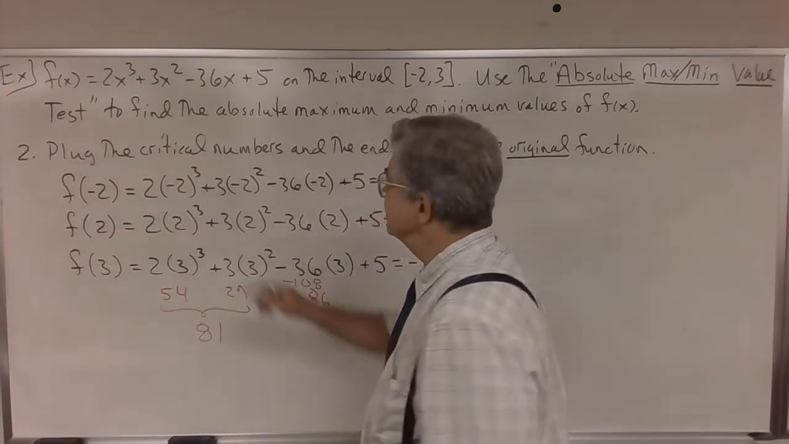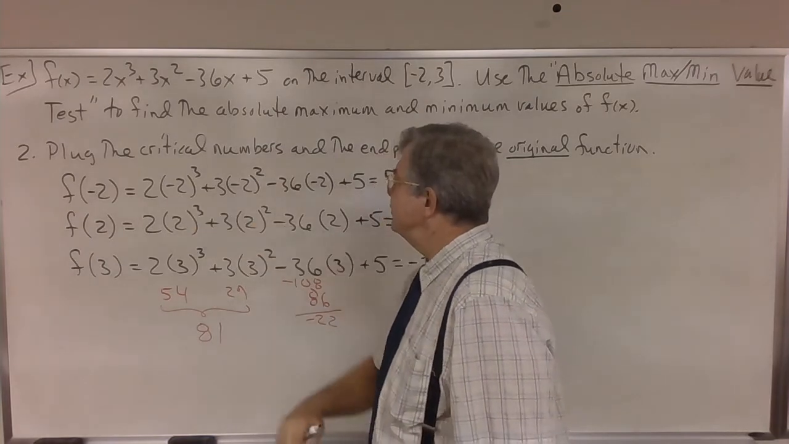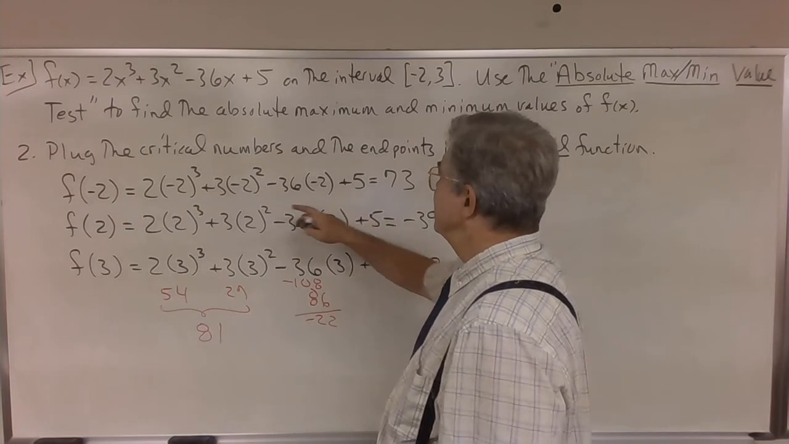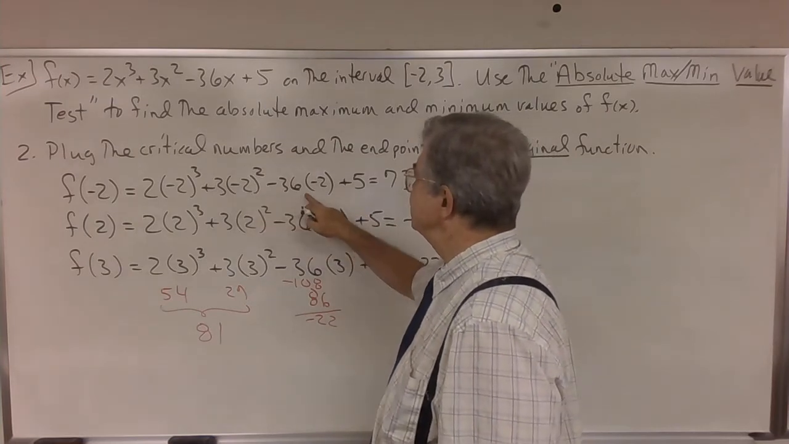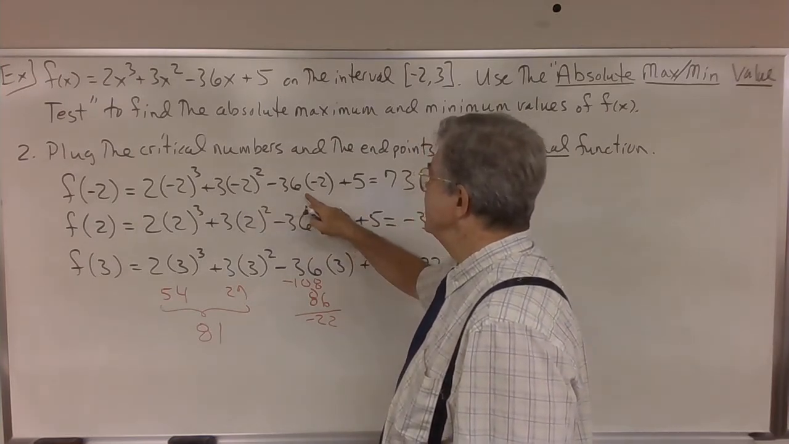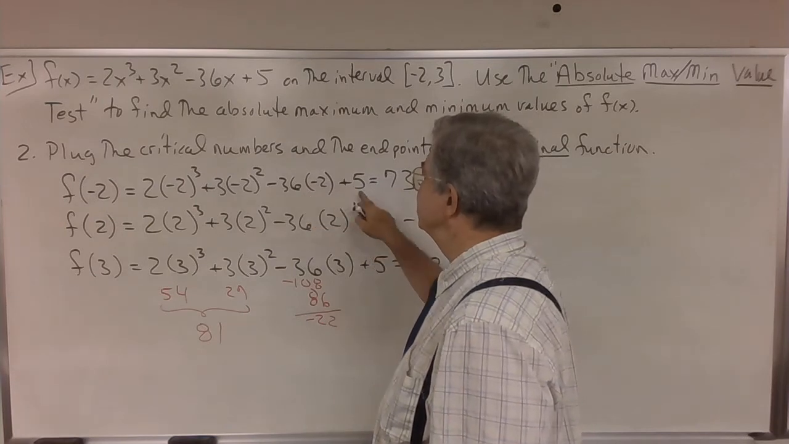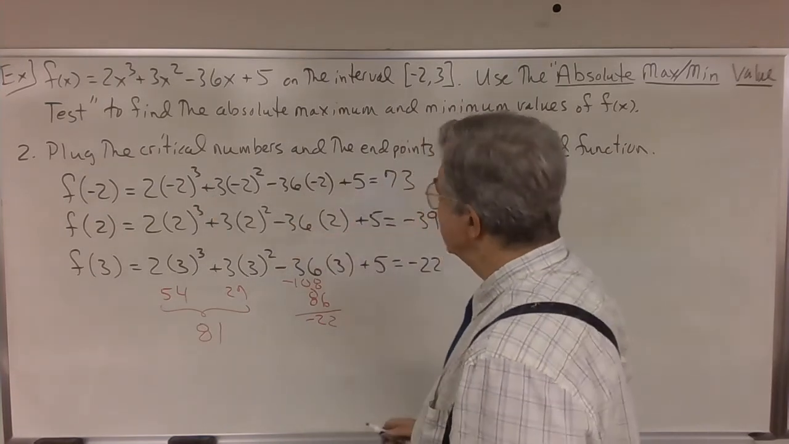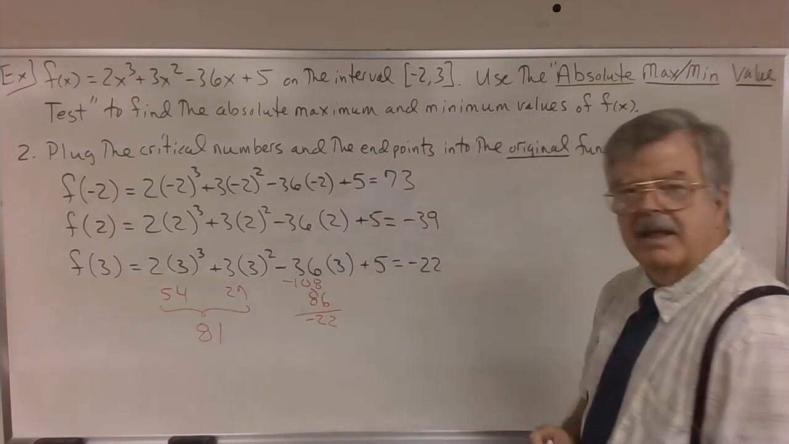And let me just check this again. -16. And we have what? 12 plus 72 is 84 plus 5 is 89 minus 16, 73. Okay, I'm pretty much convinced.